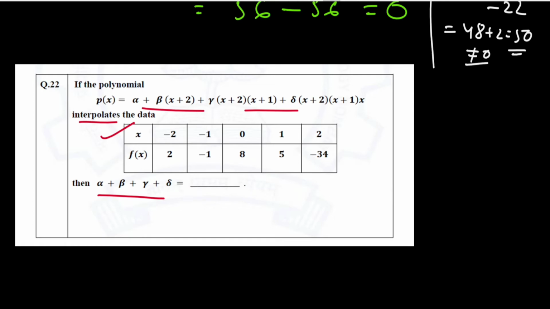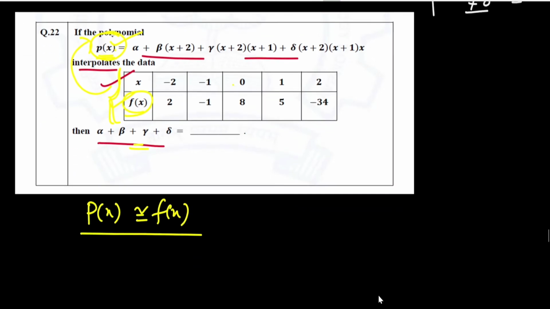Now the definition of an interpolating polynomial says that if p x is a polynomial, it is called an interpolating polynomial if the value of p x and or its certain order derivative coincide with the function f x, its value at some points or its derivative at some points. Then p x is called the interpolating polynomial for f x. Therefore, for an interpolating polynomial, p x is approximately equal to f x. So we can use this data set for p x also. This is the main concept here.